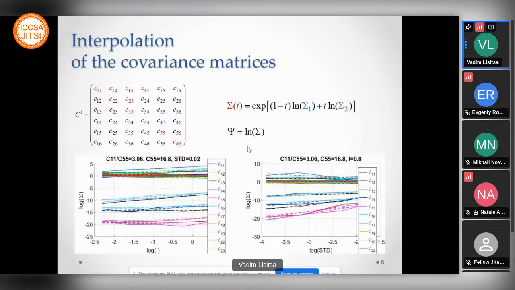We need to do matrix interpolation, which can be written like this. The covariance matrix is positive definite, and thus we can apply this very simple and nice formula to interpolate two matrices, sigma 1 and sigma 2, to get the particular value of the matrix. And now let us take a look at what is going on with the logarithms of the covariance matrices corresponding to different values.